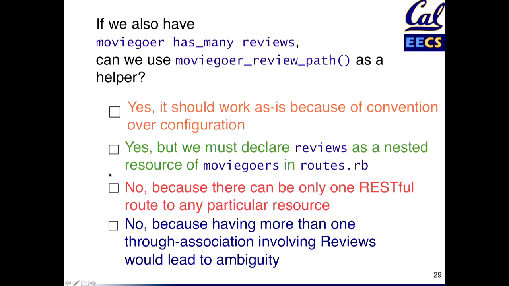We could say no, because we already declared reviews as a nested resource of a movie. That gave us a particular set of routes to get to a review by going through the movie, and there can only be one restful route to get to any particular resource. So we already sort of used it up. Or we could say no, because if we're going to have more than one through association involving reviews, then it'll be ambiguous. There'll be no way to figure out what the correct query is to create the new review, and therefore there's no way you could create this URI helper. So which of these four is the case?